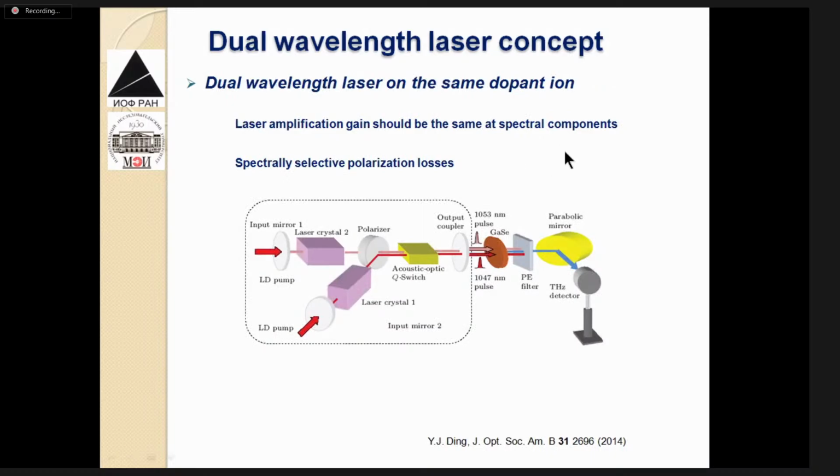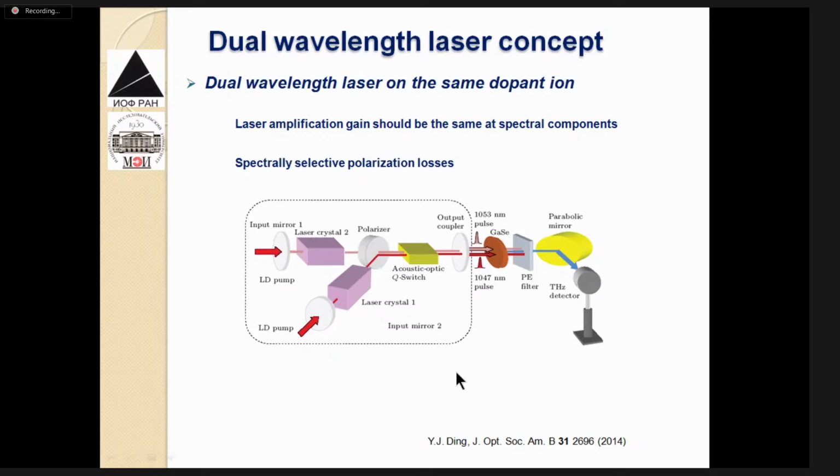In all cases, it is necessary to keep in mind that the conditions must be arranged so that the amplification gain in the cavity is the same for the two spectral components. For this, it's possible to use, for example, radiation at two polarizations. It's possible to split the radiation by a polarizer.